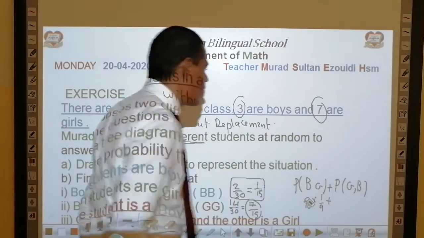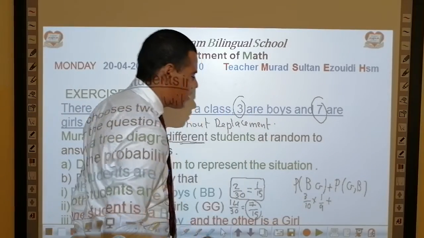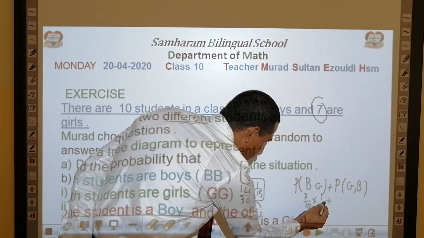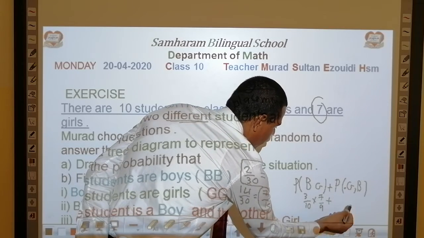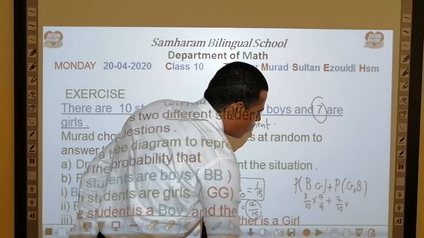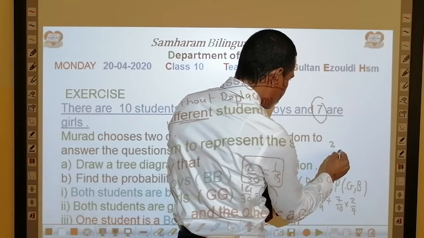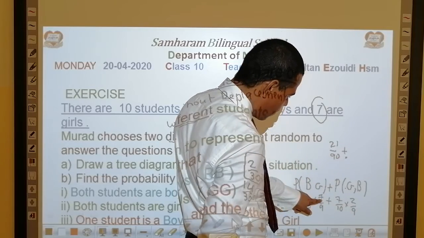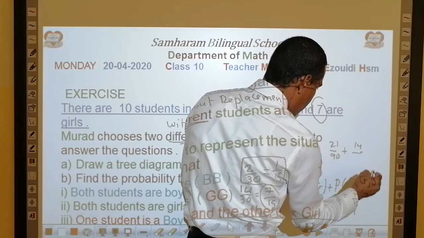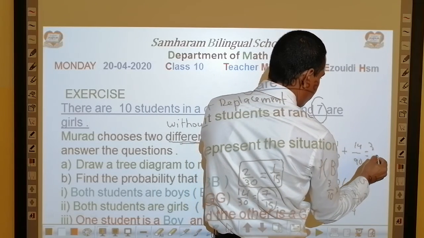Okay. We said that we have 3 girls, so it will be 3 divided by 10, multiplied by 7 boys divided by 9. Plus, the probability of a girl is 7 divided by 10, multiplied by a boy, it will be 2 divided by 9. Let's continue counting. It will be 21 divided by 90, plus 14 divided by 90, which gives 35 divided by 90.